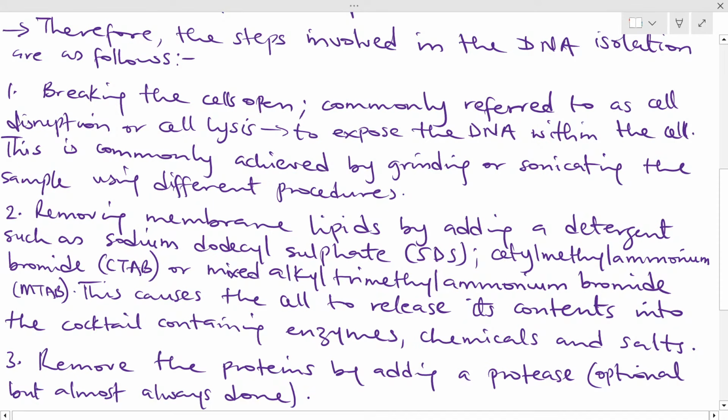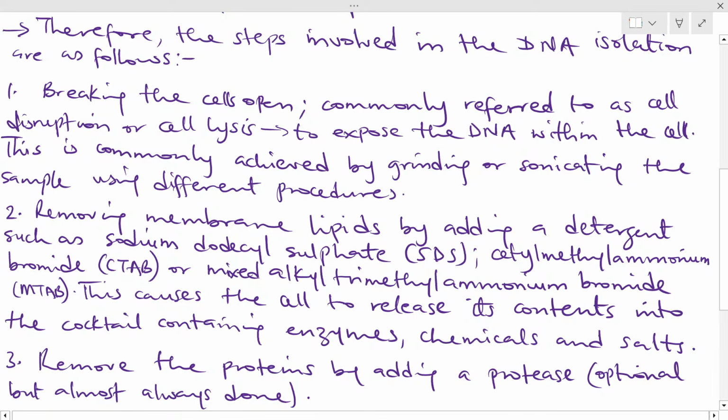Number two in the steps of DNA isolation is removing membrane lipids by adding a detergent such as sodium dodecyl sulfate, your SDS. You also have cetyltrimethyl ammonium bromide, which is your CTAB, or your mixed alkyltrimethyl ammonium bromide, which is your MTAB. These are solutions that act as detergent in removing lipids from the isolated DNA. So you are in the process of actually purifying the DNA that you have extracted from the cell by breaking it up.